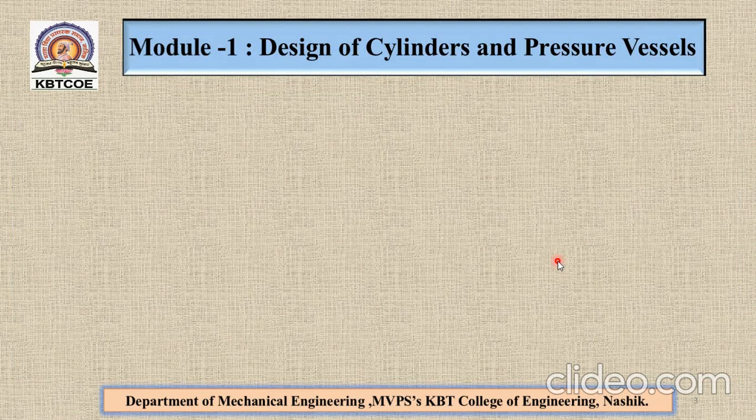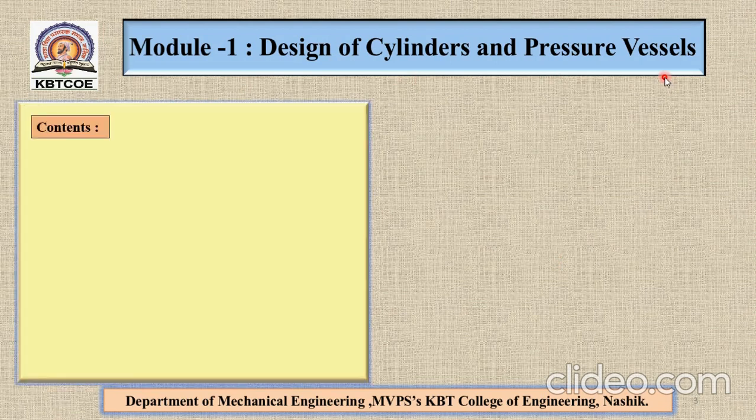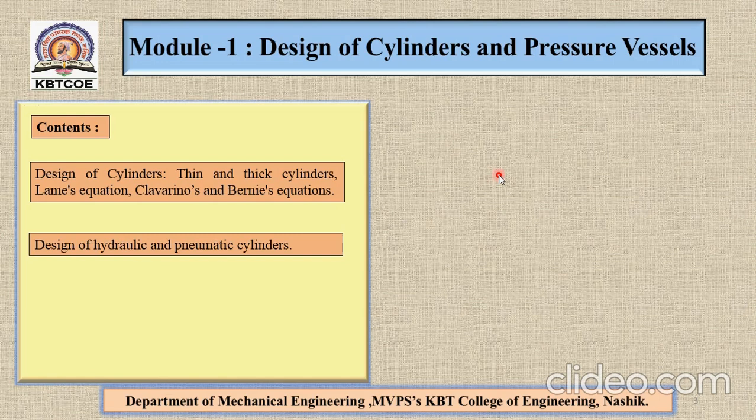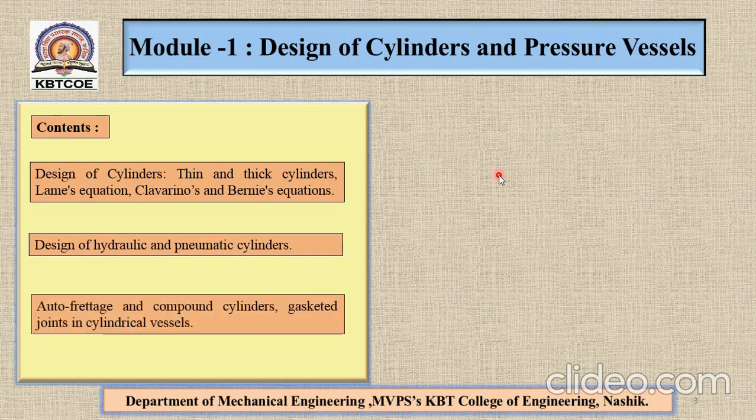Module number 1: design of cylinders and pressure vessels. Now we'll see the contents of this module number 1. Design of cylinders, thin and thick cylinders, Lamè's equation, Clavarino's equation, and Bernoulli's equation. Design of hydraulic and pneumatic cylinders, autofrettage and compound cylinders, gasketed joints in cylindrical vessels.